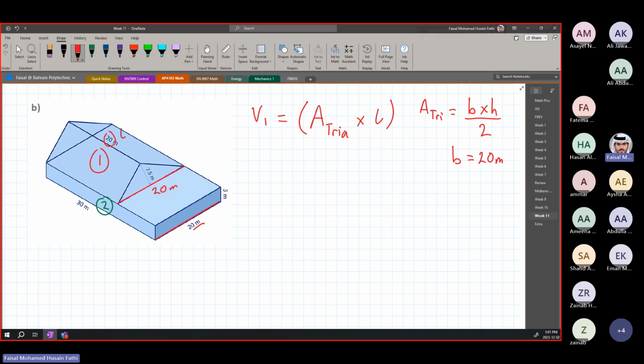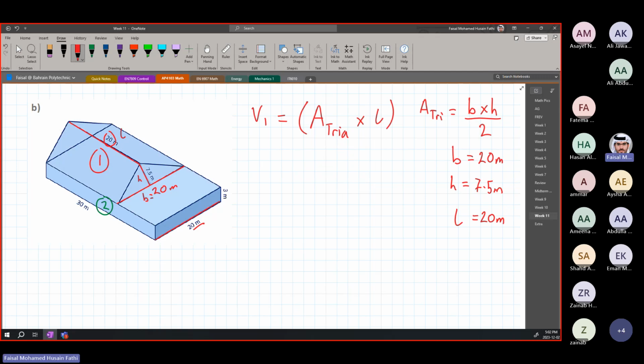Now, what is the height? The height is given to be 7.5 meters. This is H, this is B. What is the length L? L is equal to 20 meters. Already defined it. This is the L.